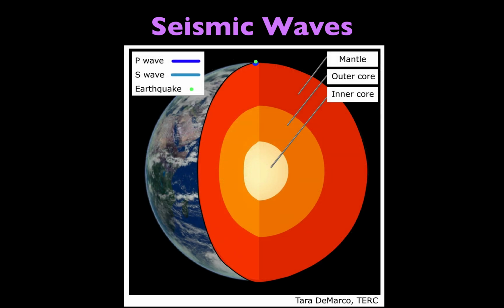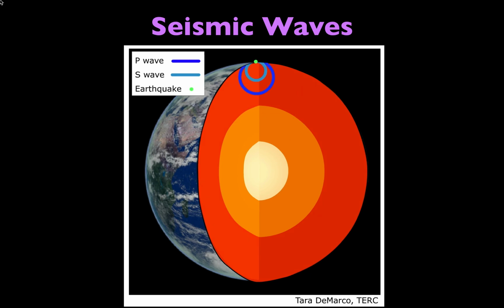So here's an animation that's going to show the movement of seismic waves. Now there's two main seismic waves that we're going to learn about in this class, and they are called P waves and S waves. In this animation, P waves are shown in dark blue and S waves are shown in light blue. I'm going to play this animation through once, and then we're going to learn about the first difference between P waves and S waves.